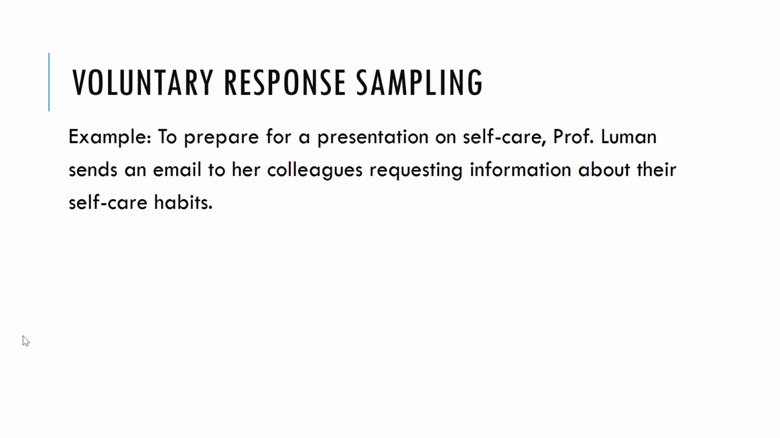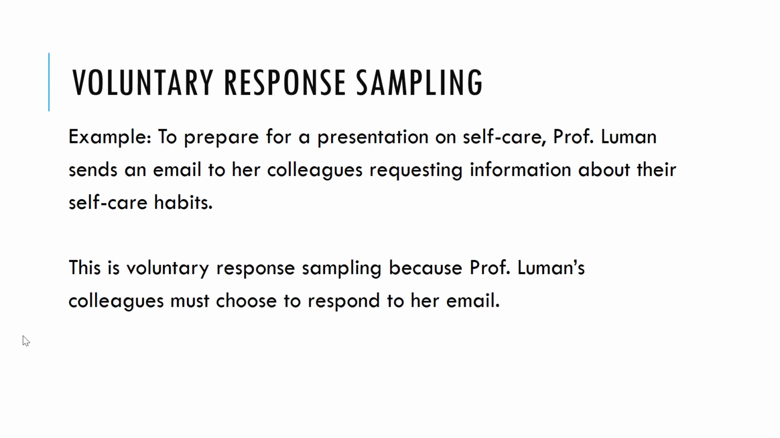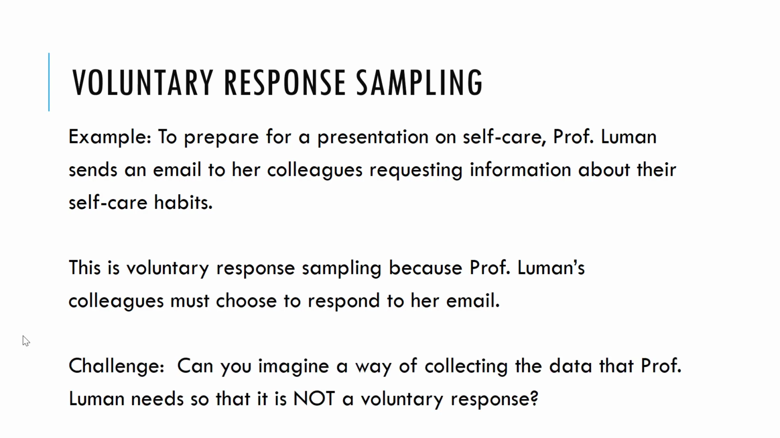Here's an example. To prepare for a presentation on self-care, Professor Lumen sends an email to her colleagues requesting information about their self-care habits. This is voluntary response sampling because Professor Lumen's colleagues must choose to respond to her email. Can you think of a way of collecting the data that Professor Lumen needs so that it is not a voluntary response?